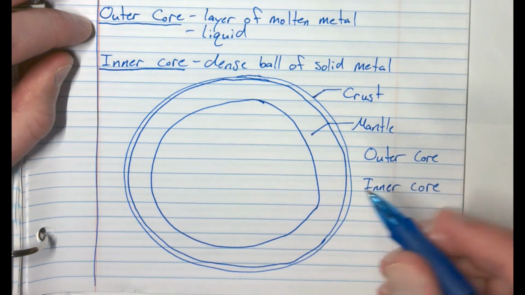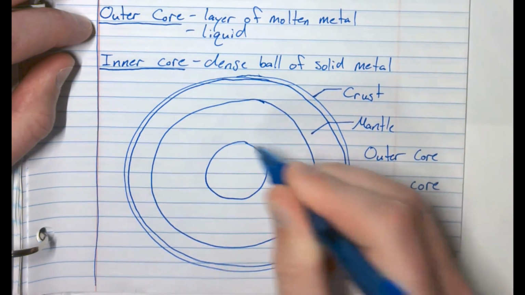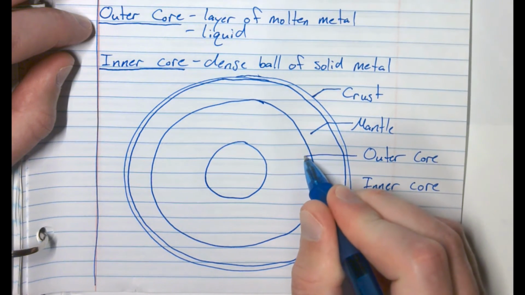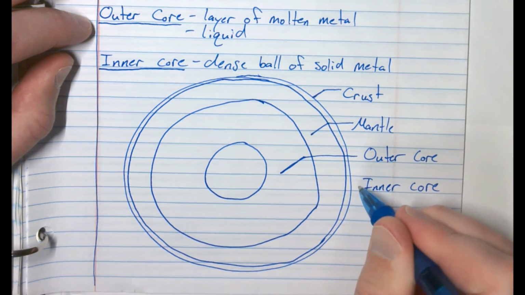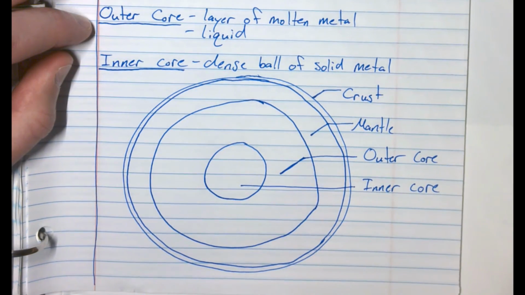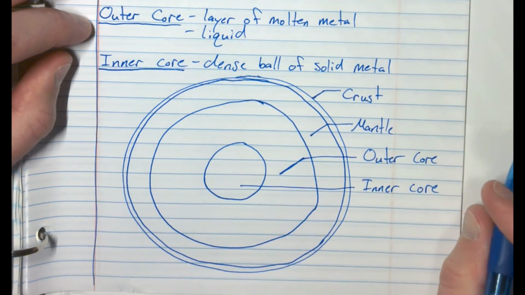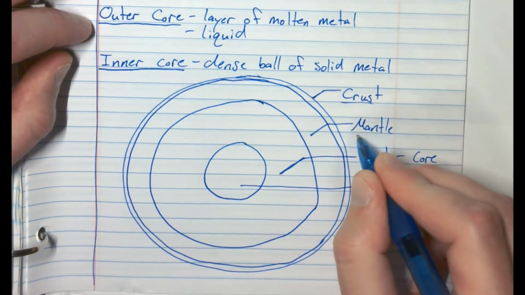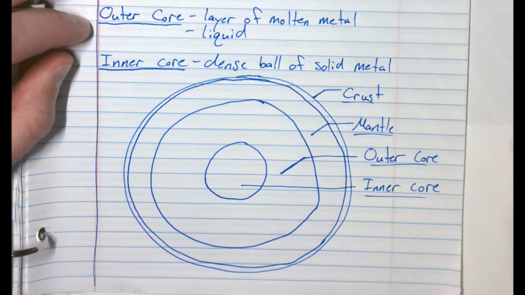Okay. And then we do one more circle. Because this will divide up to that. Perfect. So I have my outer core here, my inner core here. So let's underline those. And that is going to be our notes for today.